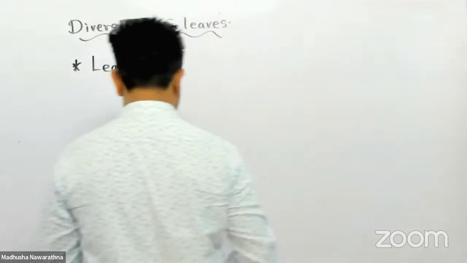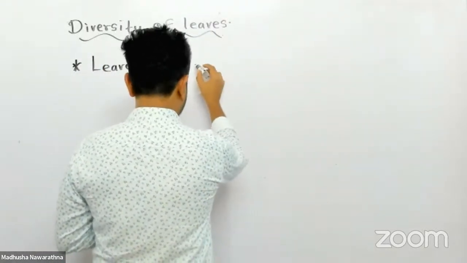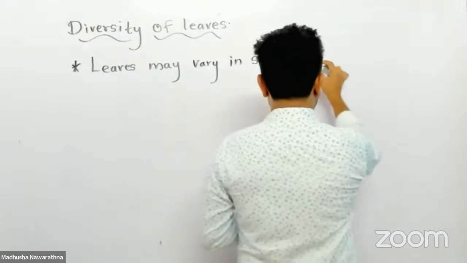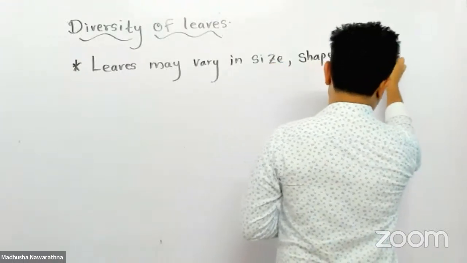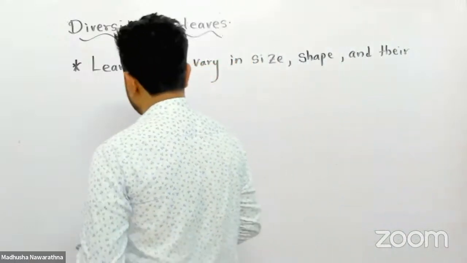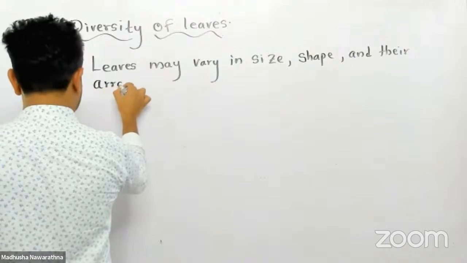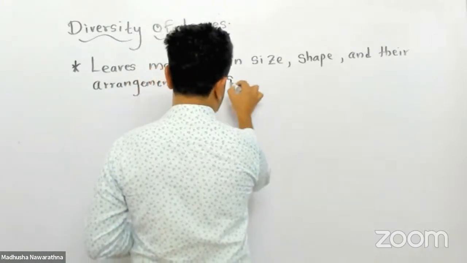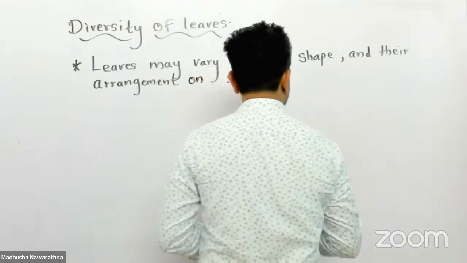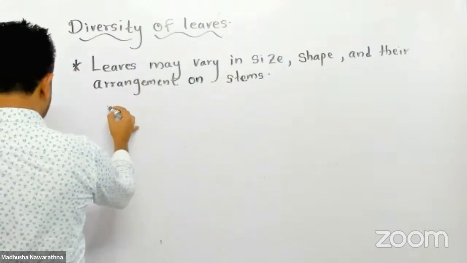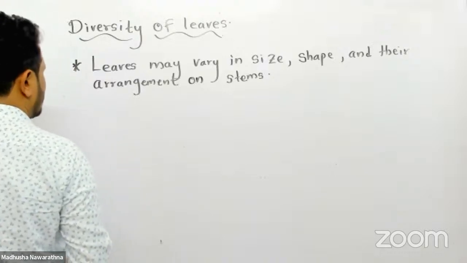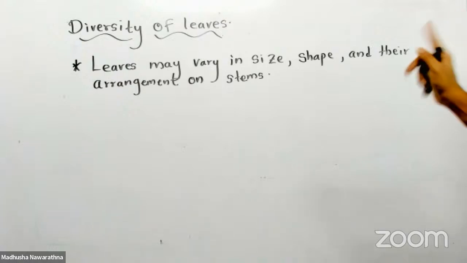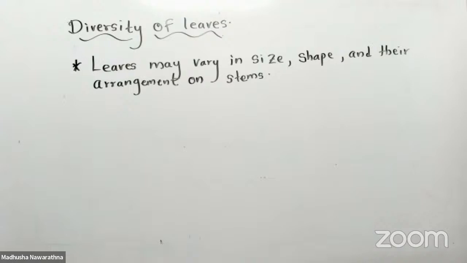Leaves may vary in size, shape, and their arrangement on stems. Non-flowering plants. Right, okay, so you better copy this. Leaves may vary in size, shape, and their arrangement. Finished.